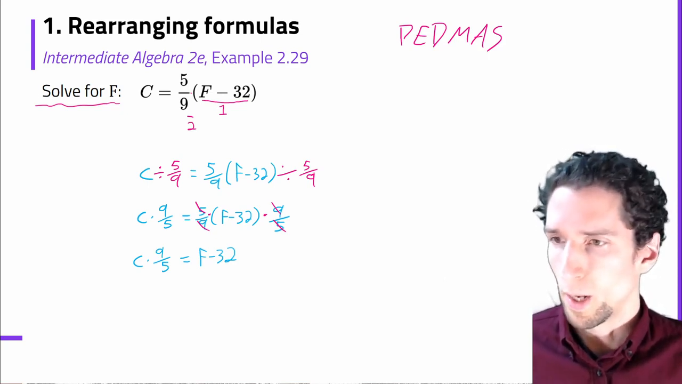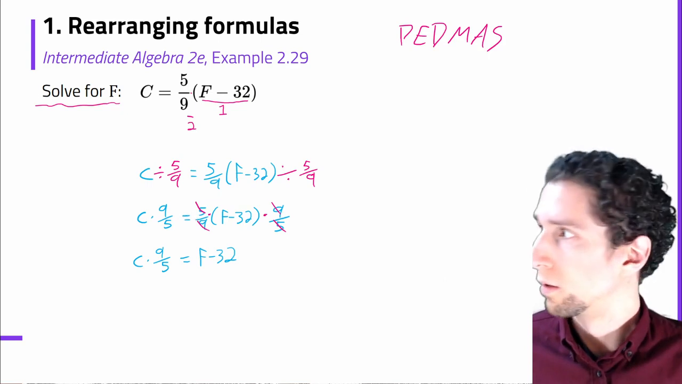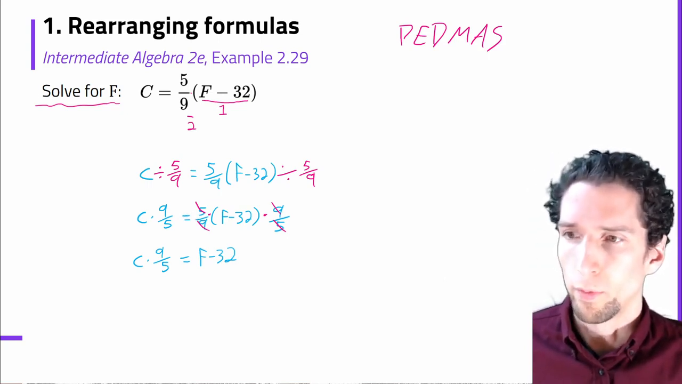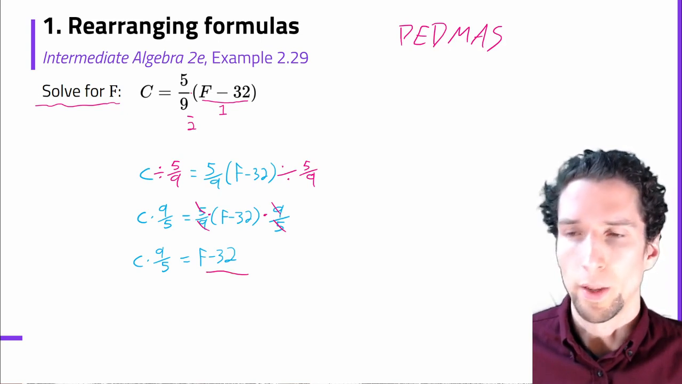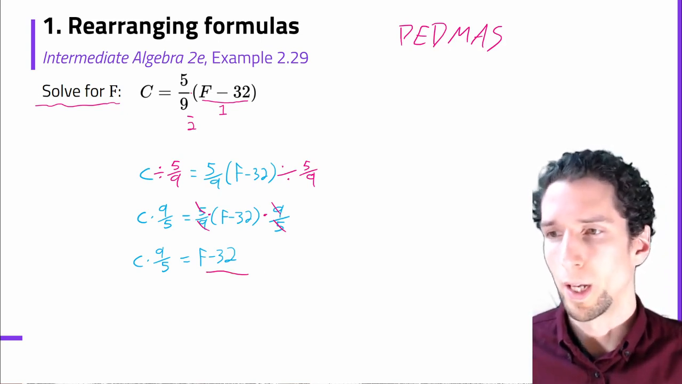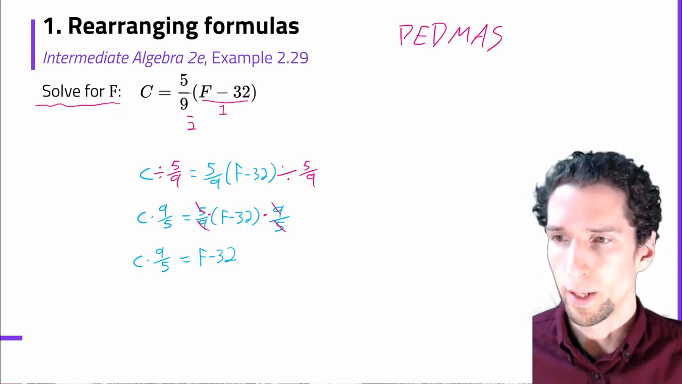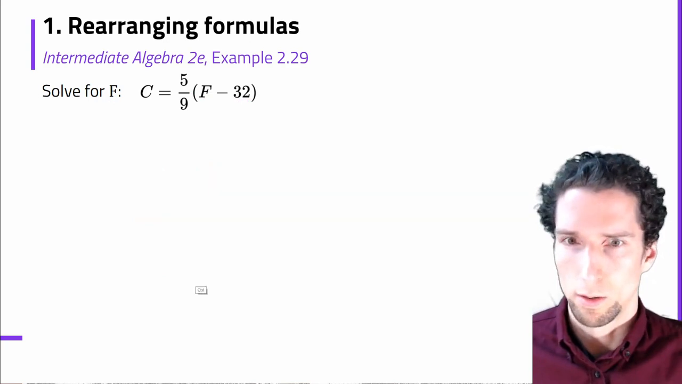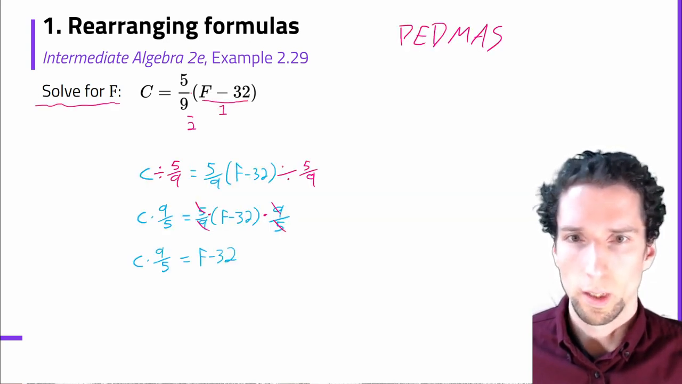And now we'll do the same thing and get rid of this 32 here. This is our other operation. This is minus 32, so we're going to do the opposite and just add 32 to both sides. Let's just make a little bit of space here.